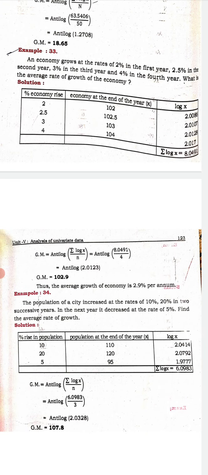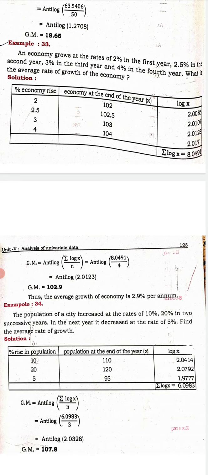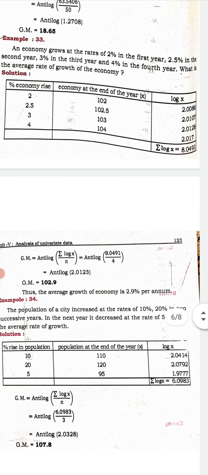Means before, 100 was the base, and with 2% growth it increased to 102. Then you have to consider these values as x, the economy at the end of the year. You have to find out the log x value for these particular numbers. You know how to find out the log x values.